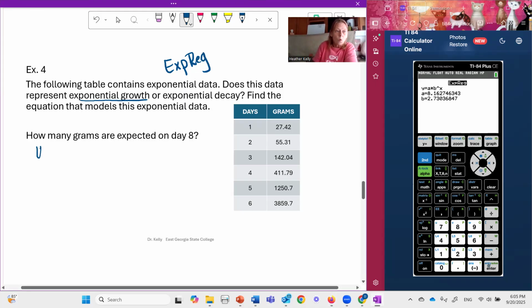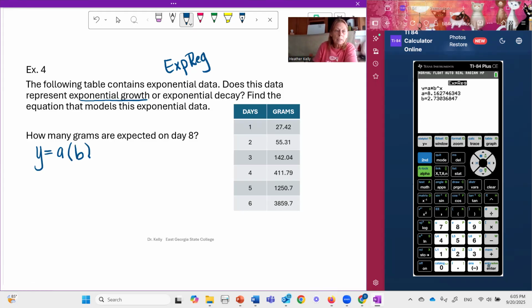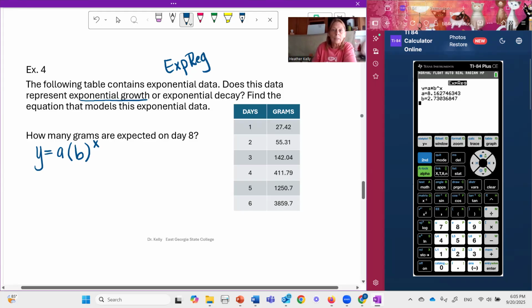It is y is equal to a times b to the power of x. Now that is up in the exponent. Remember what that caret means. That caret means to the power of, so that's up in the exponent. So the form you're going to use, it's not going to be that y equals. You're going to replace y equals with f of x.